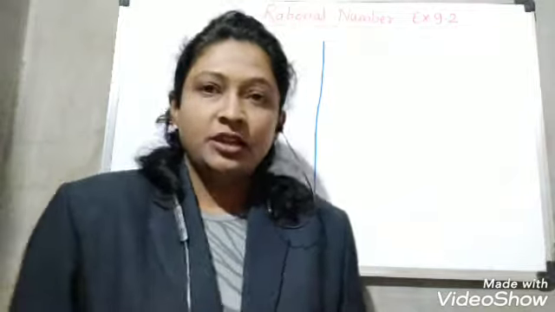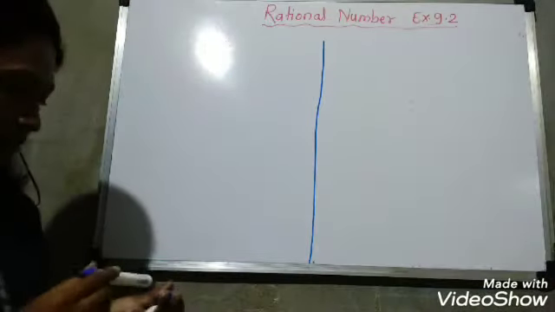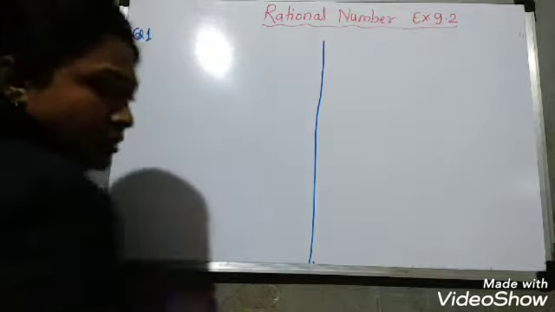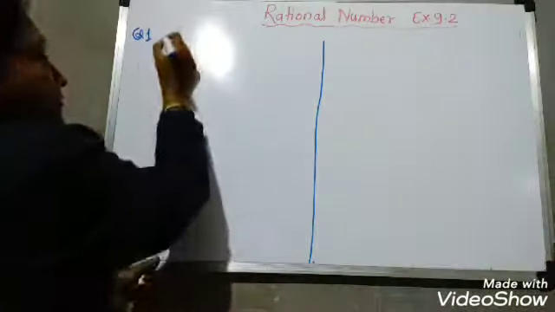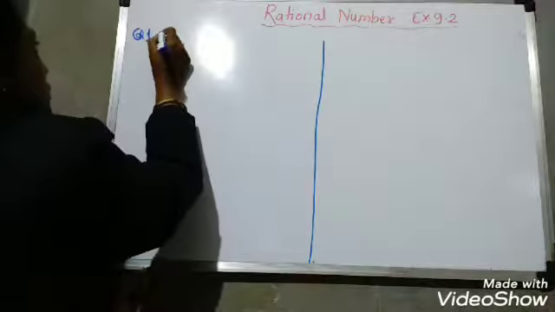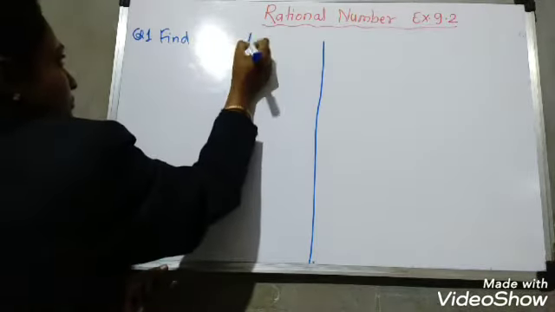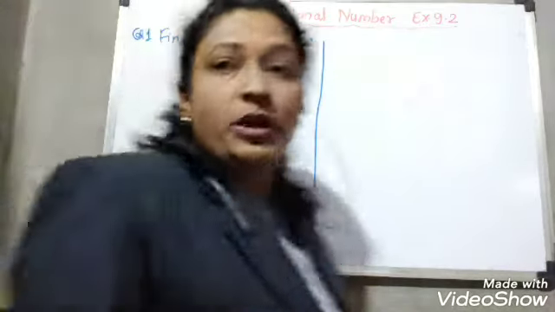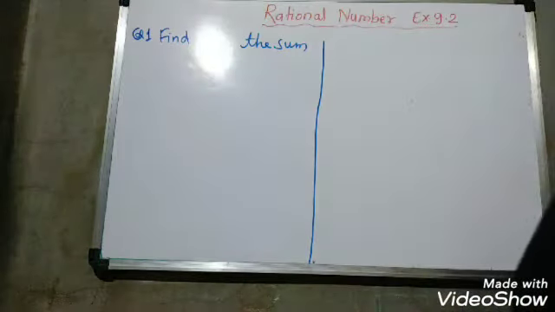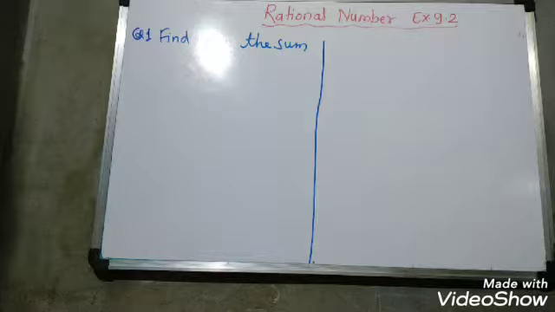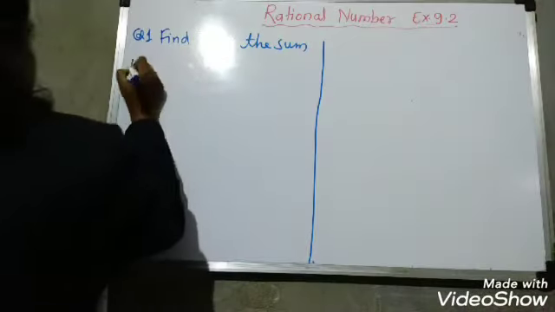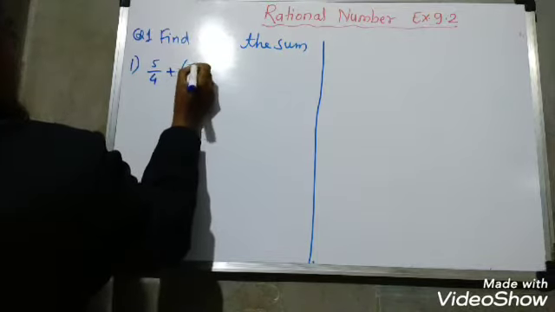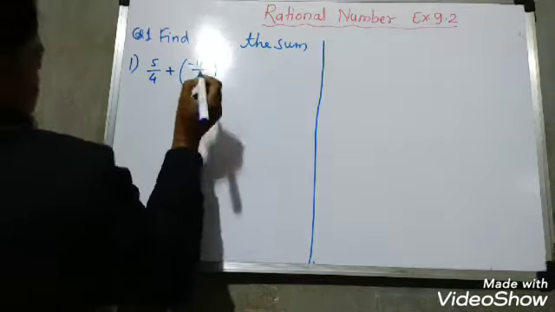So let's start. See students, rational numbers. Question number 1 is: find the sum. Find the sum means you have to add the rational numbers. Now see, the first example is 5 upon 4 plus minus 11 upon 4.